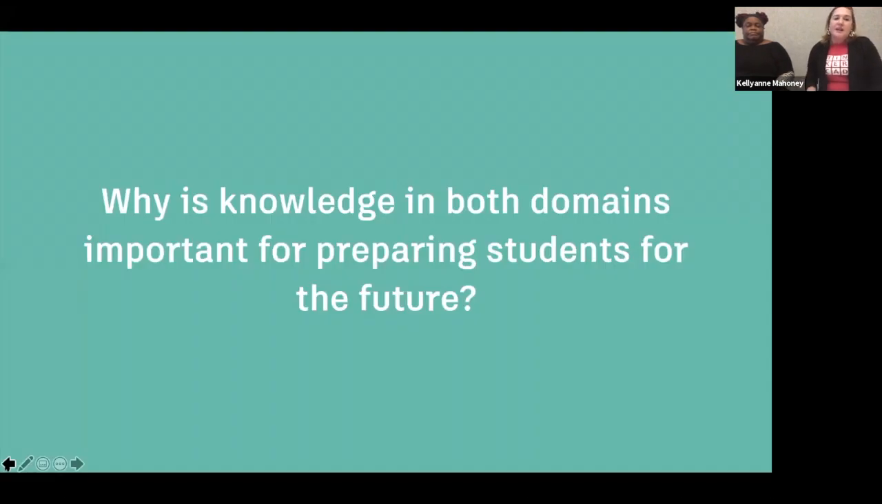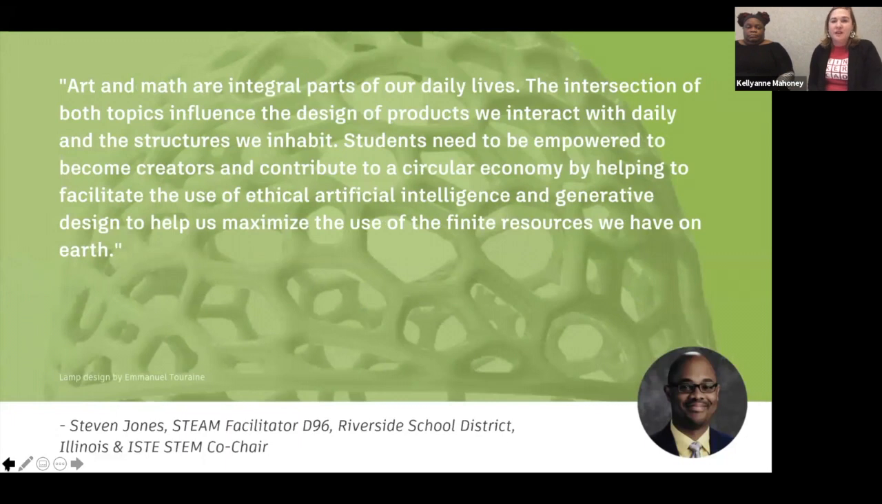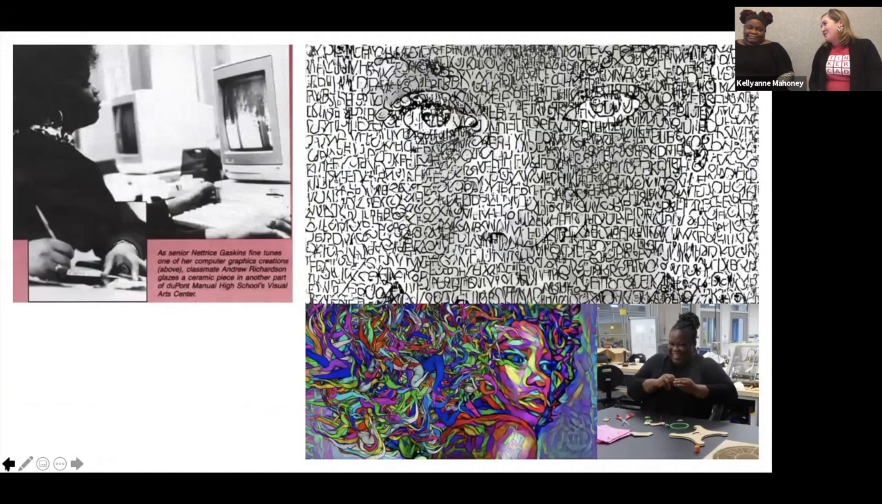And then I finally asked him, why is knowledge in both domains important for preparing students for the future? And he started to talk about generative design, which is a really cool concept that we can't get into right now in this webinar, but in generative design, you can collaborate with automation and machine learning in order to make products. And it definitely has an aesthetic as well, as you can see in the lamp that is featured here. So now I'm going to pass the mic over to Natrice, and Natrice is going to talk about her Math Talk project.